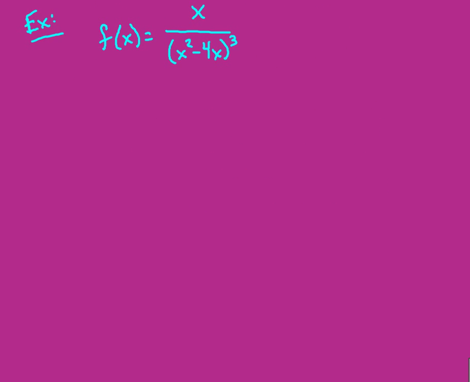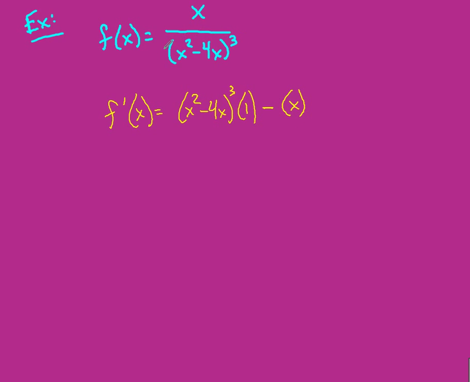Here's one that you would use the quotient rule with the chain rule. And here's what it would look like. So quotient rule is low d high, so we write the low, times the derivative of the top, which is just 1, minus high d low. So there's your up high function.